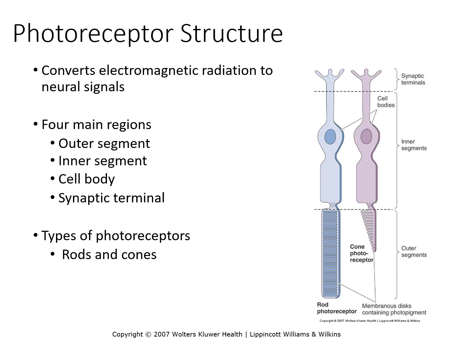Okay. The outer segment is going to be the key part for generating our signal, right? You have these little discs in here that contain the photopigment. So there's your photopigment. That's what's going to react to the light, and that comes in. And again, we have our two types that you learned about before, rods and cones. We'll talk more later about their specificity.